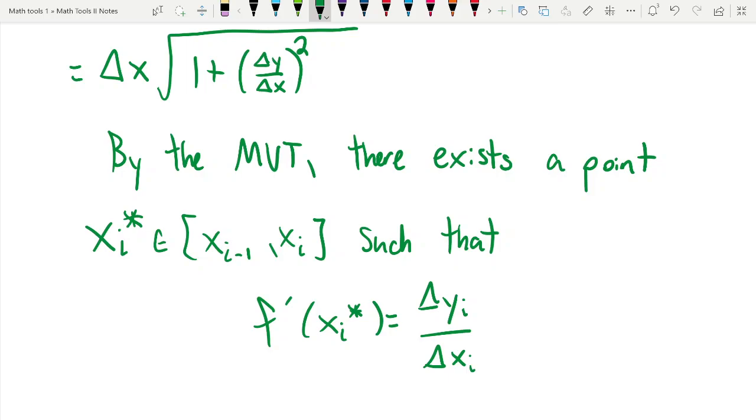Okay, so this is exactly what the mean value theorem says, that you take your change in y divided by your change in x, aka the average rate of change or the slope, however you're looking at it. And there is a point guaranteed by the mean value theorem where the derivative is the same at that point.